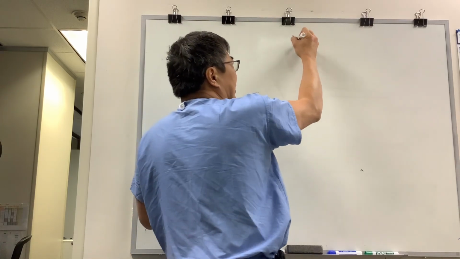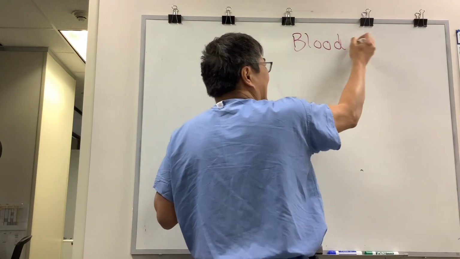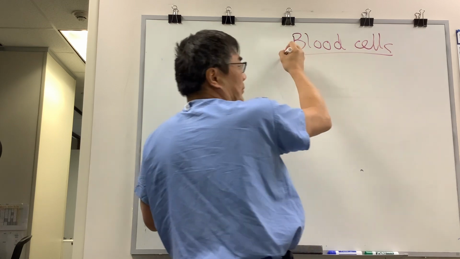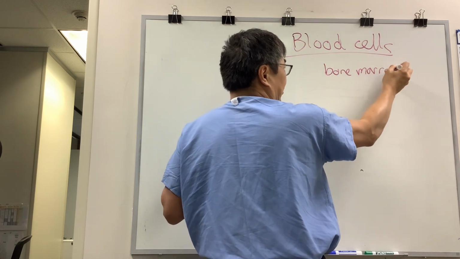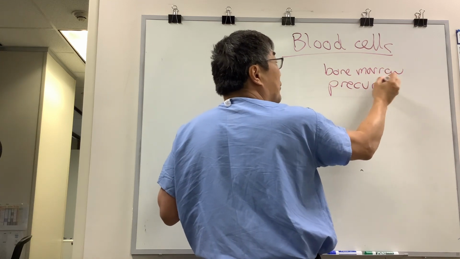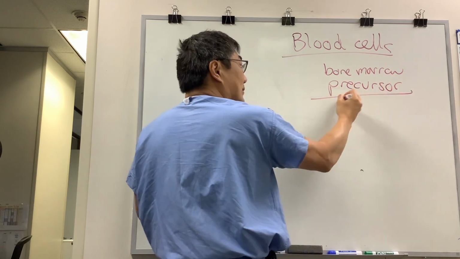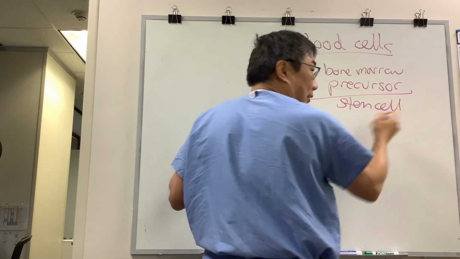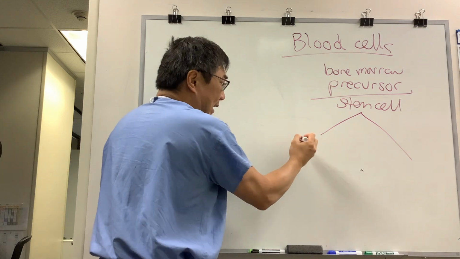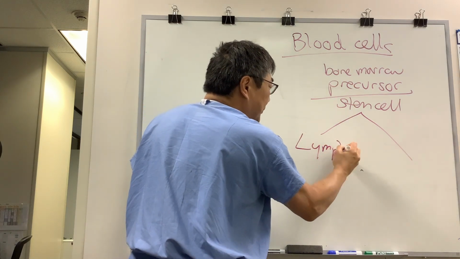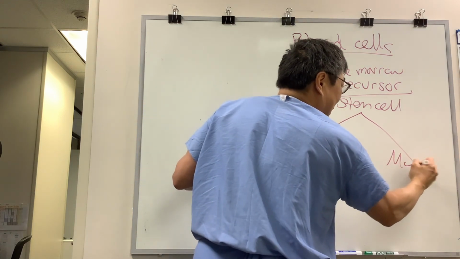So you need to know a little bit about the blood cells, the cells that live in your blood. They come from your bone marrow, and there's a precursor cell in there, the hematopoietic precursor stem cell. That stem cell can become whatever it wants to become. However, there are two lines that we're thinking about, the lymphoid line and the myeloid line.